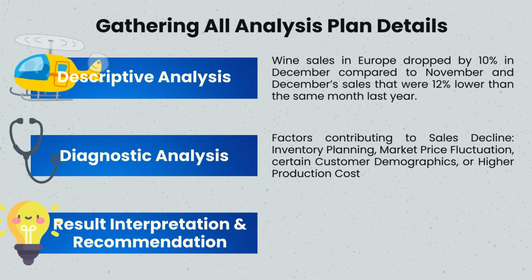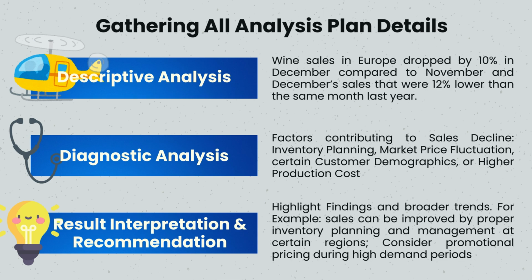Finally, result interpretation and recommendation. Summarize the findings regarding the cause of the sales decline and highlight any interesting findings or broader trends, along with actionable recommendations to improve sales. For example, improve inventory planning and management, particularly in regions experiencing stockouts. Or consider implementing promotional pricing or discounts in regions with significant price sensitivity, especially during high demand periods.